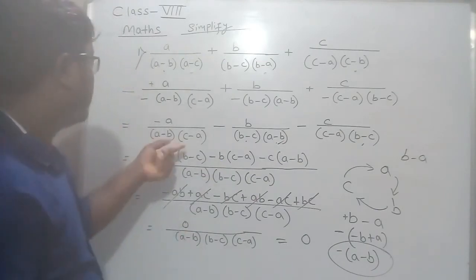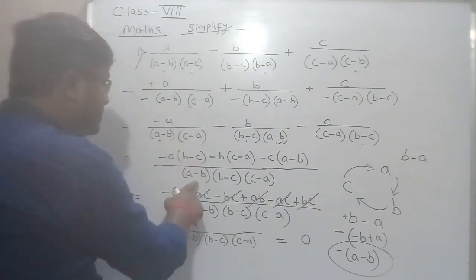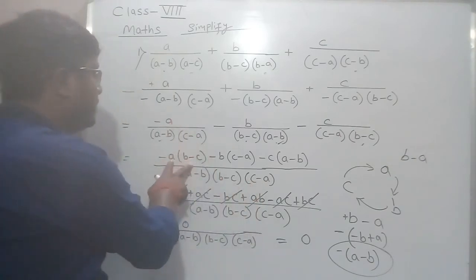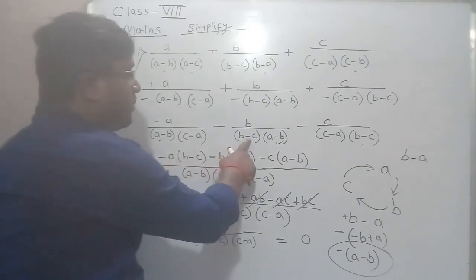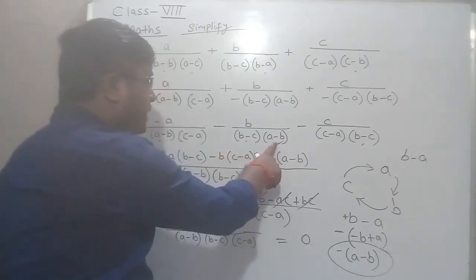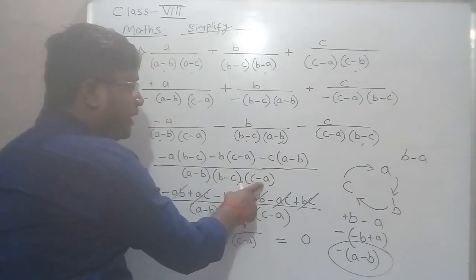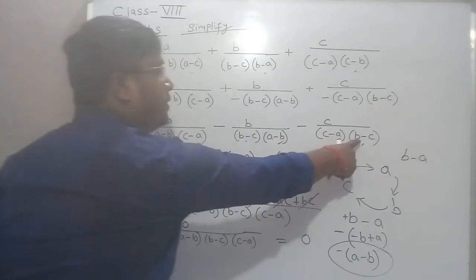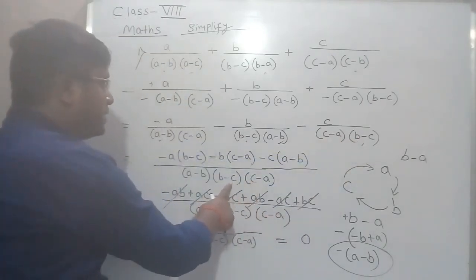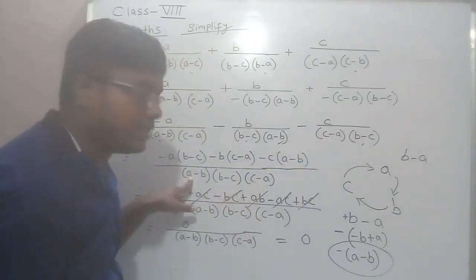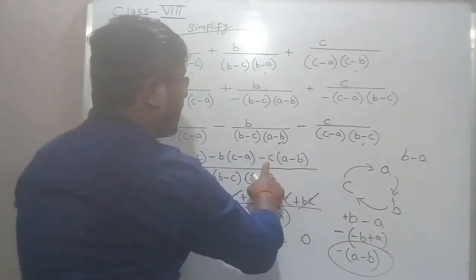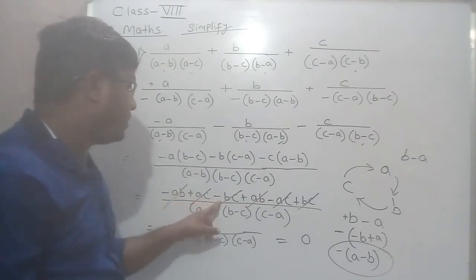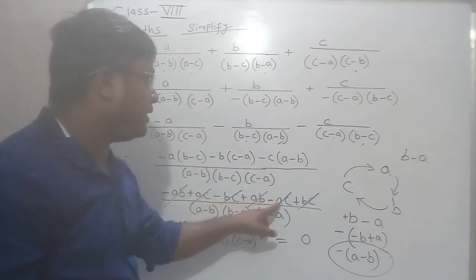After taking LCM, now having the same term A minus B, C minus A is cancelled. B minus C is remaining, that will be multiplied with minus A. Similarly here B minus C, A minus B is cancelled. C minus A is remaining, that will be multiplied with minus B. Okay, and last one, C minus A and B minus C is cancelled. A minus B is remaining. Okay, that will be multiplied with minus C. After multiplying we will get minus AB plus AC, minus BC plus AB, minus AC plus BC.